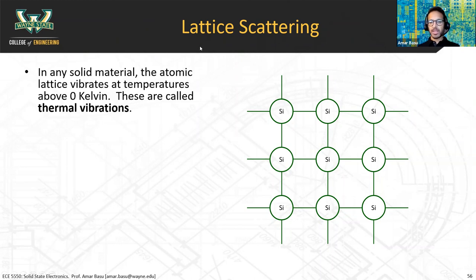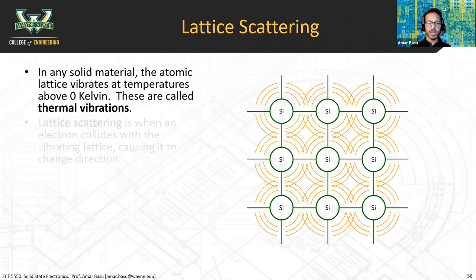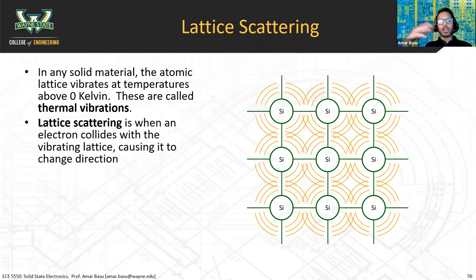And what it looks like is like this. You can think about the atoms vibrating like this. These are the nuclei of the silicon atoms. This is the silicon lattice, every silicon atom bound to four other silicon atoms around it. And the nuclei, think about them as having these sort of vibrations. So lattice scattering is when an electron collides with a vibrating lattice, and that causes it to change direction. Imagine that you have an electron here, it just bumps into an atom, and then it bounces off like this.